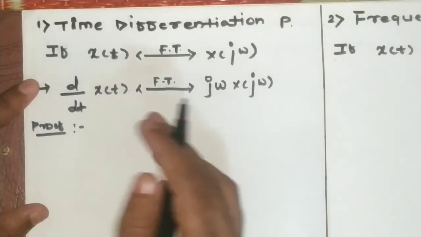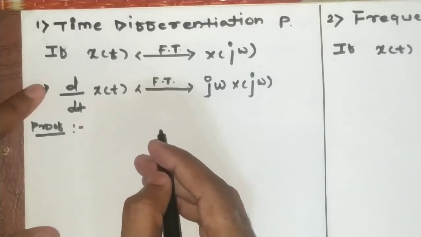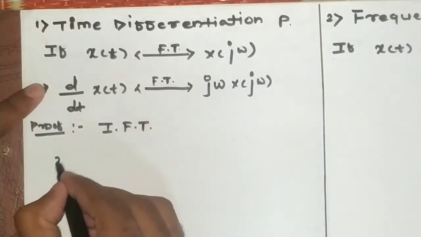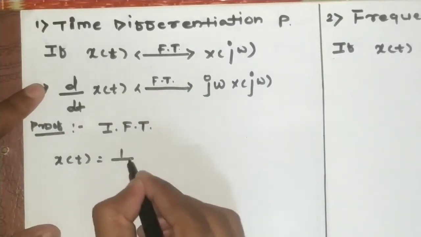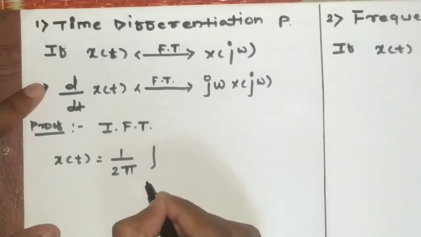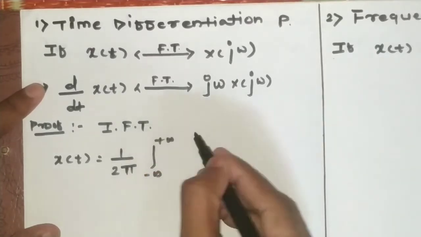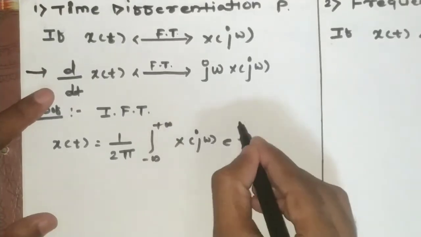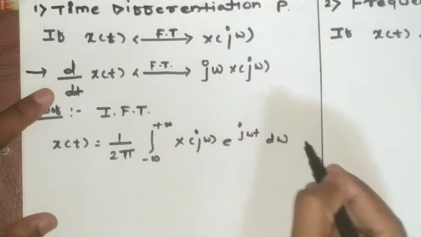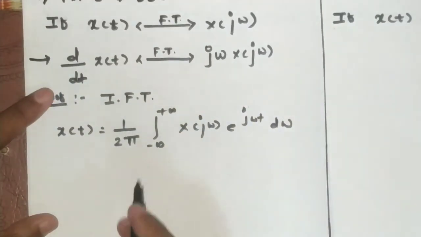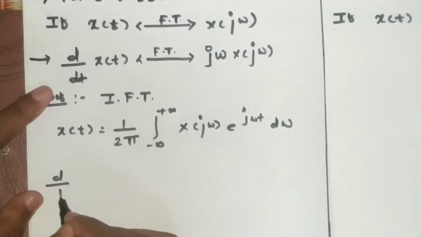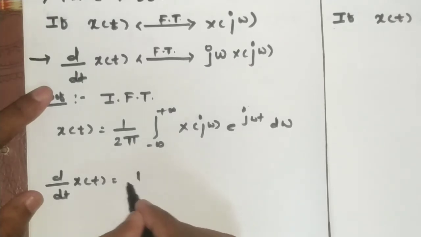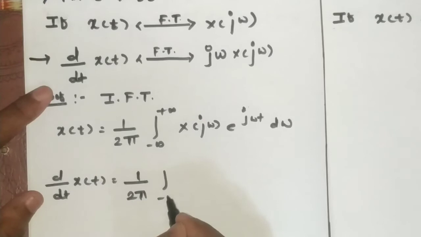For that case we'll use the second pair, or second equation, of the Fourier transform, that is the inverse Fourier transform: x of t will be equal to 1 upon 2 pi integration over the range, suppose, minus to plus infinity, of x of j omega e raised to j omega t into d omega. Now we'll differentiate on both sides with respect to t. So this equation holds: d by dt x of t is equal to 1 upon 2 pi integration.